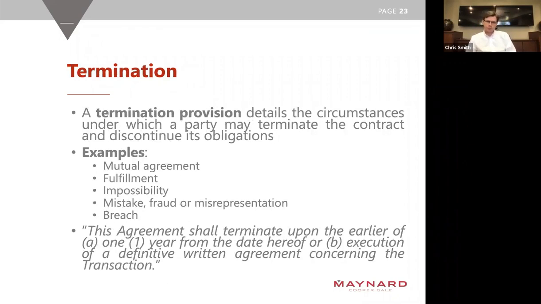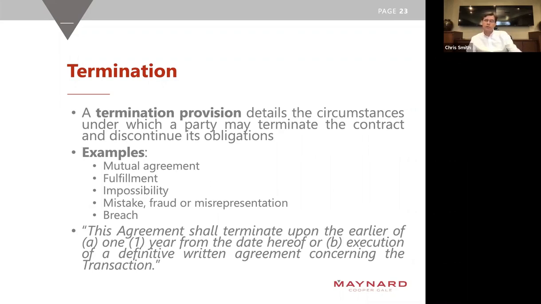Termination provisions, again, very important pieces of contracts. They detail the circumstances under which a party can terminate a contract and discontinue its obligations. You see some examples of common types of events that would give rise to your ability to get out of a contract. Mutual agreement, breach, things of that nature. It's one of those areas that I think is taken for granted. But you definitely want to know what the termination provisions are. Can you get out of the contract if something goes wrong?